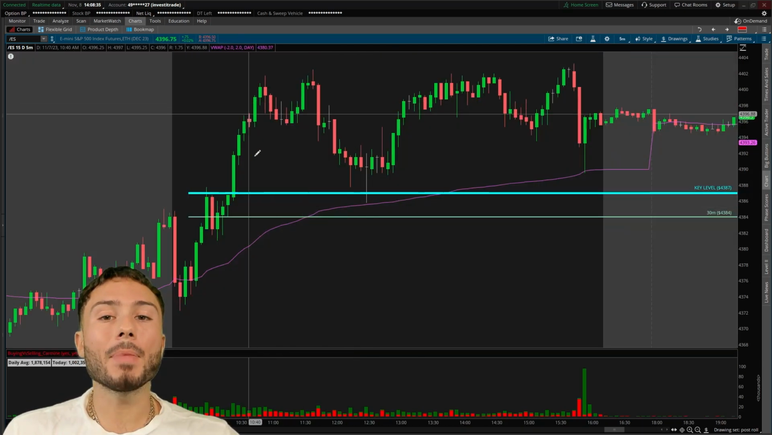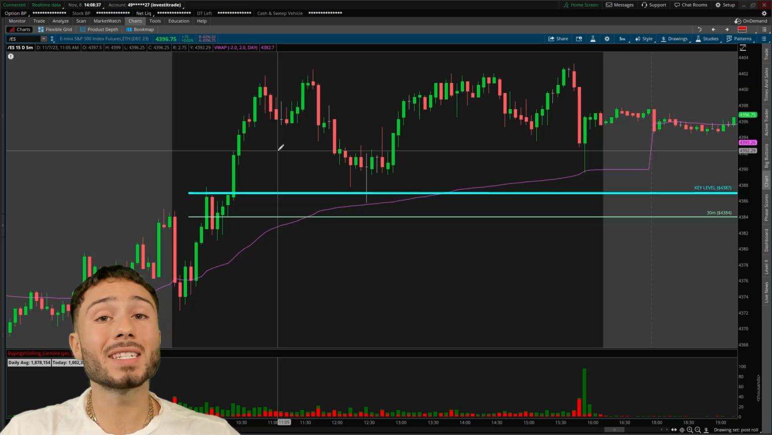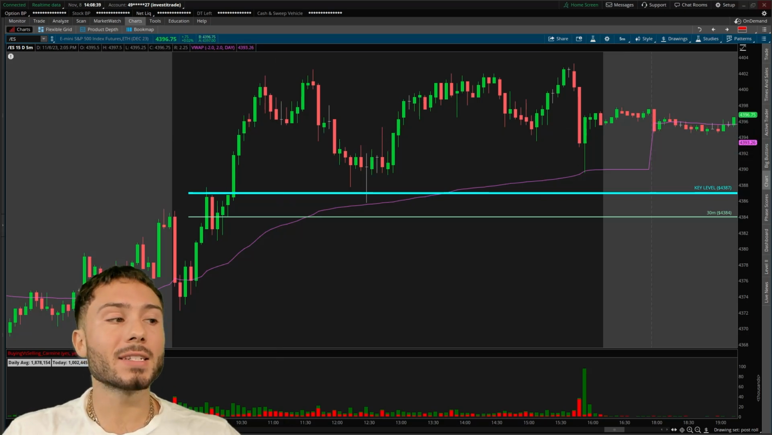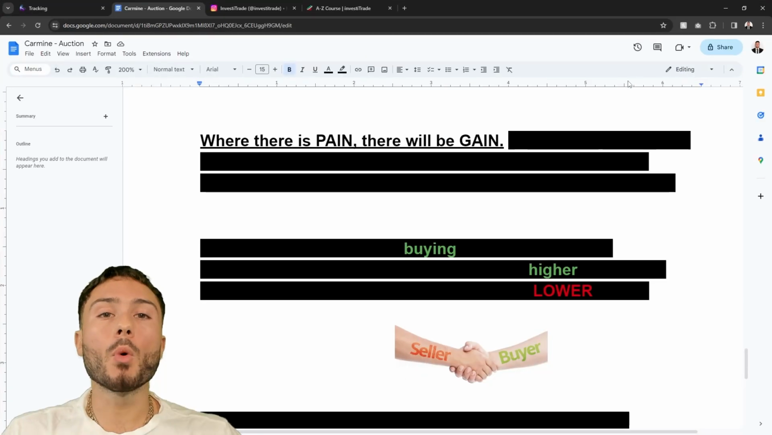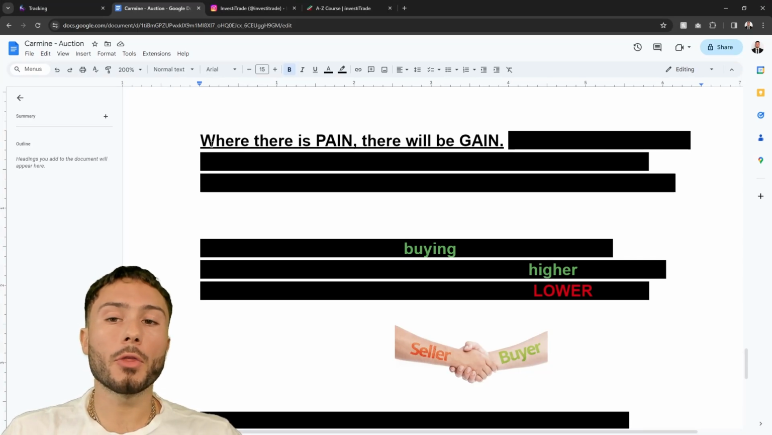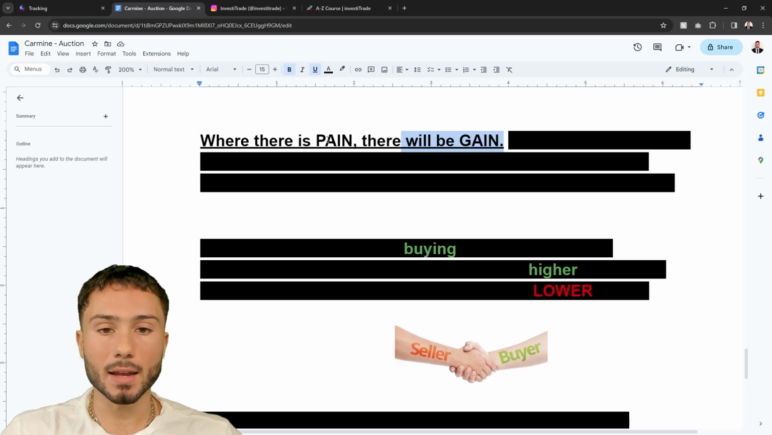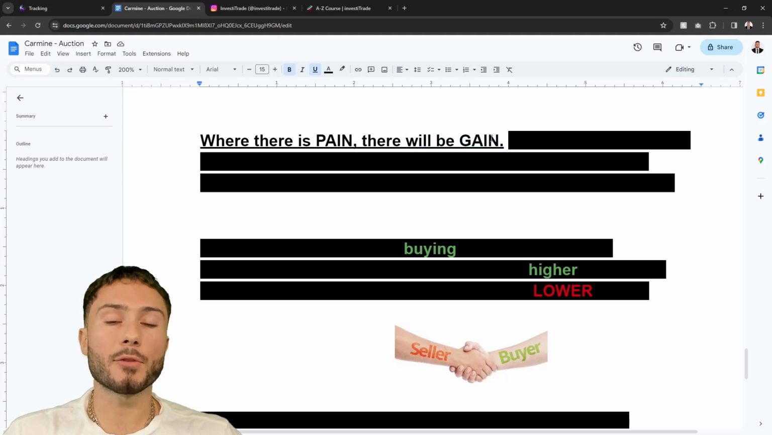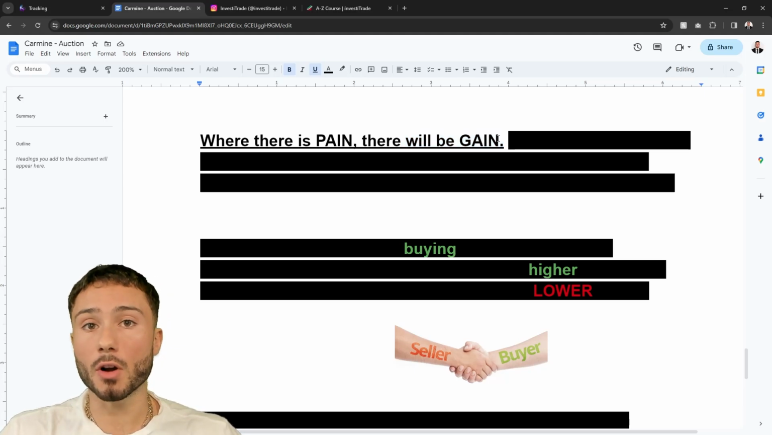For me, I'm not so focused on who is in control, although that is very important. I am more focused on who is going to be screwed and where will there be the most pain, because where there is pain, there will be gain. And if we can capitalize on other traders' pain, this is where the edge will be for the most gain or the most profits for us traders.